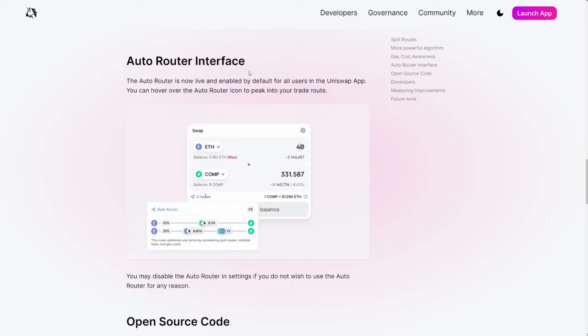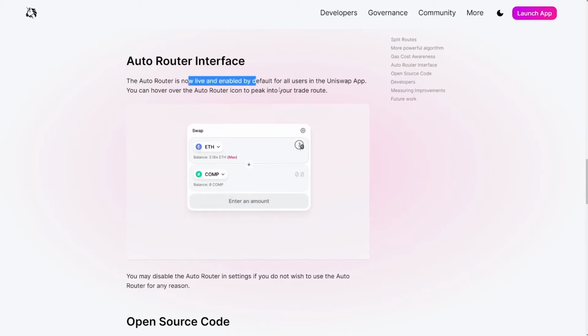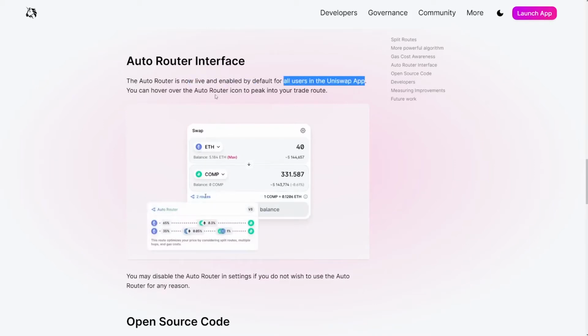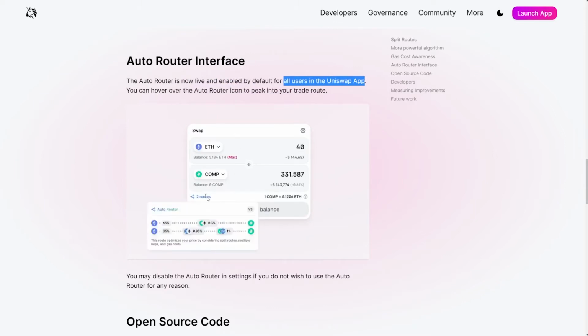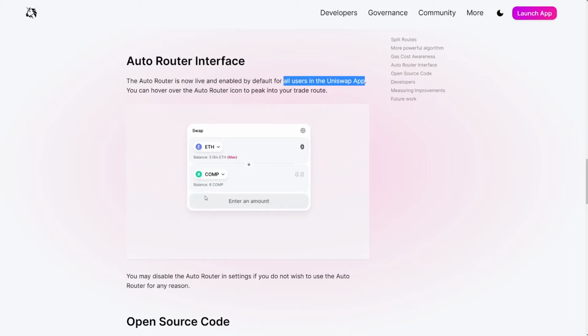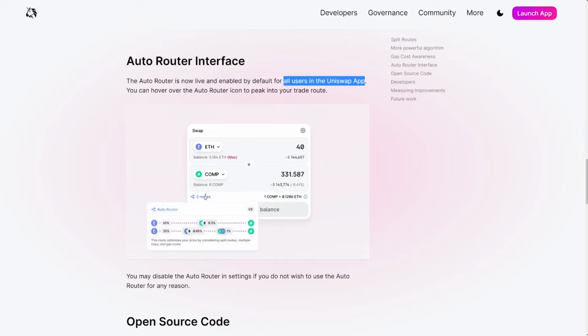And this new auto router interface is now live and is enabled by default for all users in the Uniswap app, so if you want to swap tokens. But also you can hover above this icon down over here to peek into the trade route to get an idea what is going to be happening after you will deploy the trade.